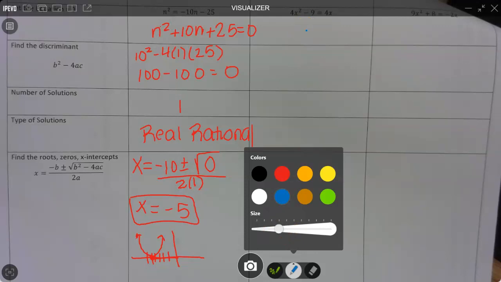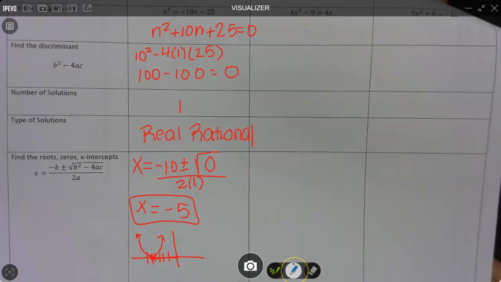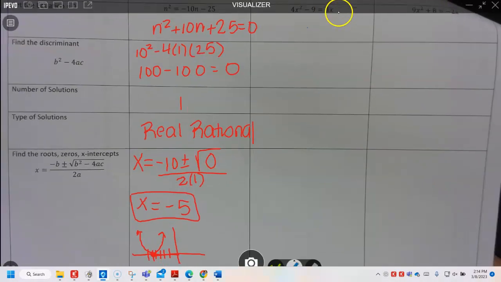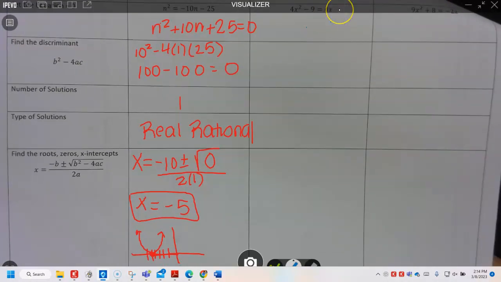X squared minus 9 equals 4x. That 4x needs to come to the other side. Standard form says it has to go x's, then number. So you get 4x squared minus 4x minus 9.